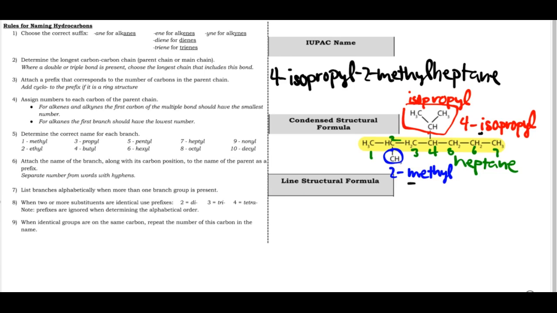The line structural formula will just be based off of the condensed one. So start off with your main chain, 1, 2, 3, 4, 5, 6, 7. The second one, we have 1 methyl group, 1, 2. And then at the fourth position, we have our isopropyl, where we have a carbon, which is this carbon here, and it splits up into another carbon and then another carbon here.